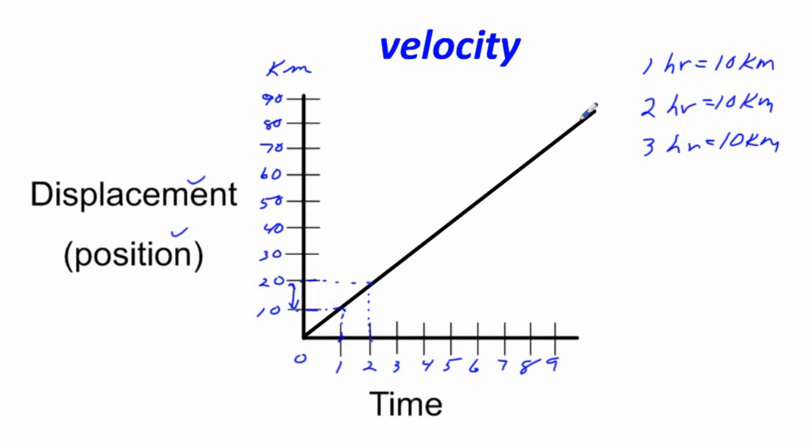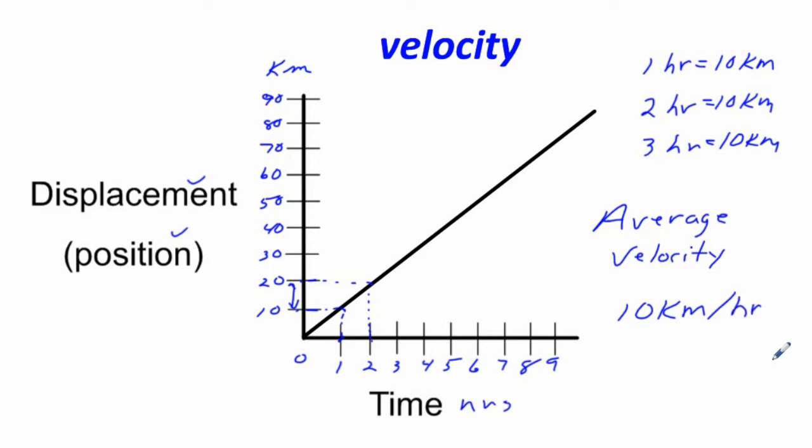If we go up here to 9 and across, we should come to 90. Actually, it's a little bit less than that. It's not perfectly drawn, but if we do 9 hours, 90 kilometers, our average velocity would be 10 kilometers per hour. But it could just as well have been minutes or seconds, either one.